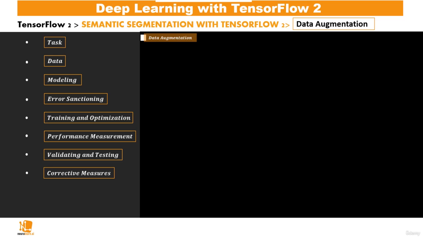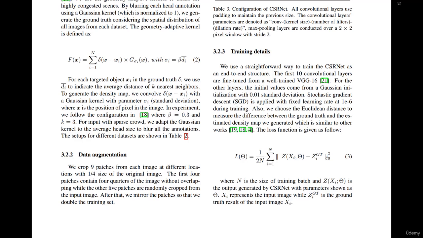In the section on corrective measures, we shall look at data augmentation. In the CSRNet paper, the authors propose this data augmentation scheme where they simply crop 9 patches from each image at different locations with a quarter size of the original image. Now the first 4 patches contain 4 quarters of the image without overlapping, while the other 5 patches are randomly cropped from the input image. Then after that, they mirror the patches so that they could double the training set.